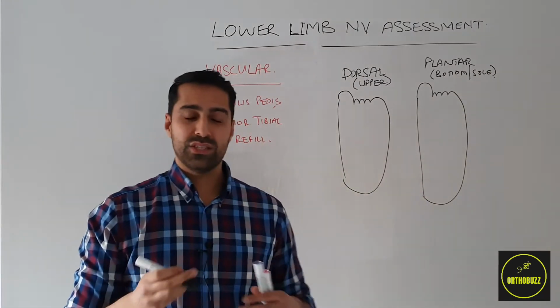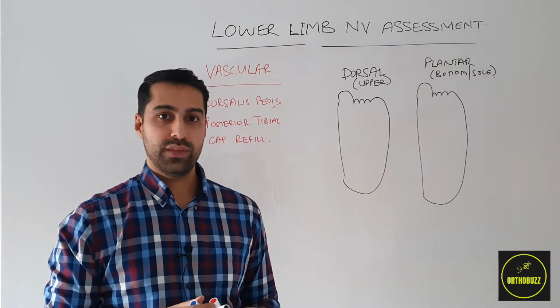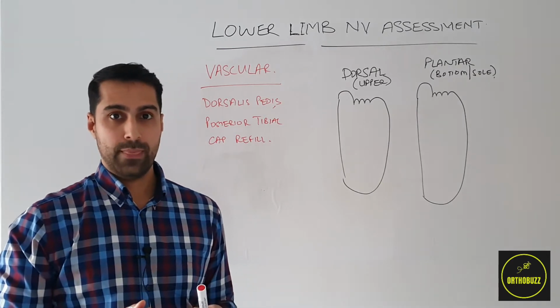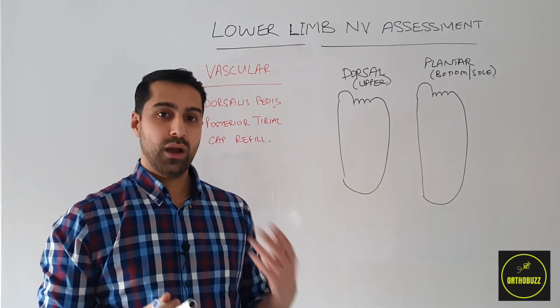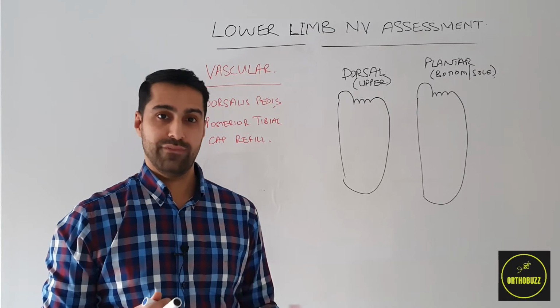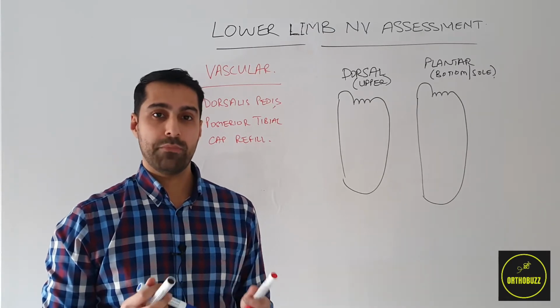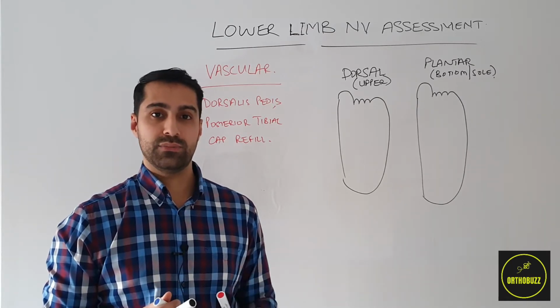So looking at our sensory supply, let's start off with the common peroneal nerve. Now this supplies the upper side or the dorsal surface of the foot, and therefore when testing the common peroneal nerve, this is the area that needs to be tested for sensation.